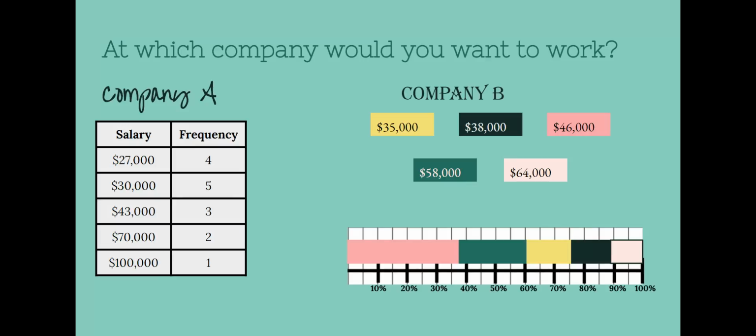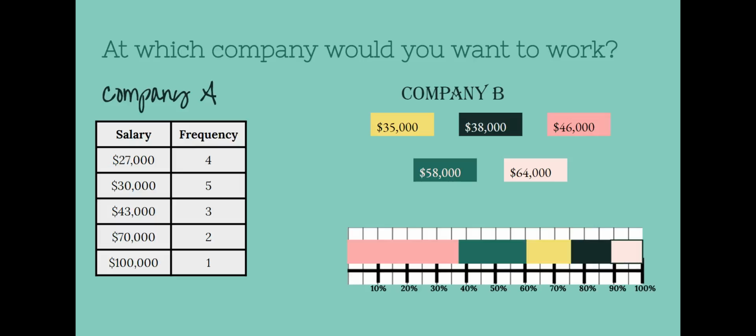Now we have a smaller chunk, 15%, who are making $35,000. That's in yellow. And then in that very dark green, we have another, it looks like a little less than 15%, who are making 38. And then that smallest chunk is $64,000.